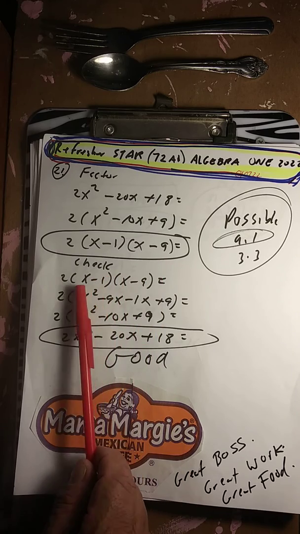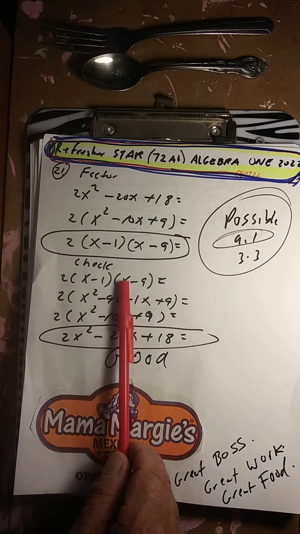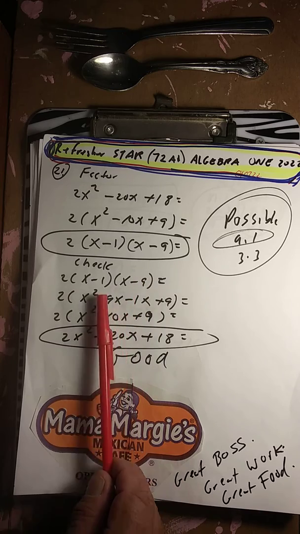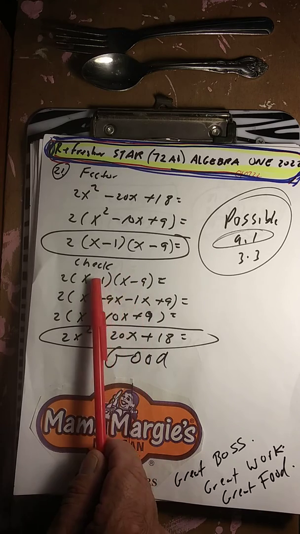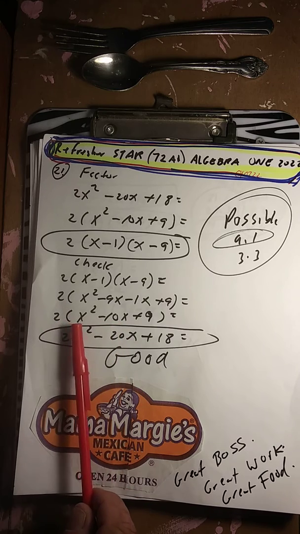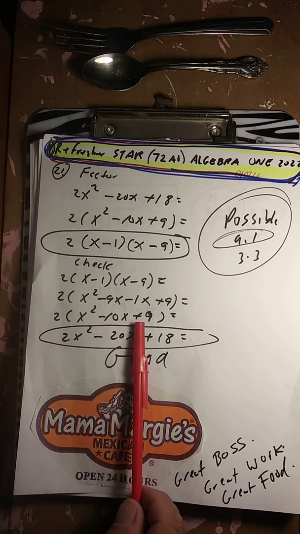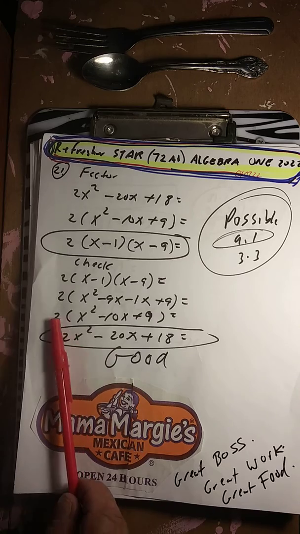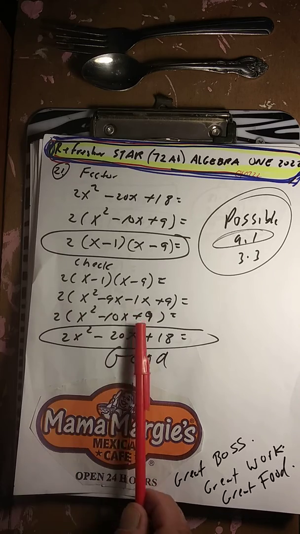Check it. X times x squared. That turns out negative 9x. That turns out is negative 1x. And that turns out is a positive 9. So this is going to be 2 parentheses x squared minus 10x plus 9. 2 times that is 2x squared. 2 times that is negative 20. 2 times that is 18.